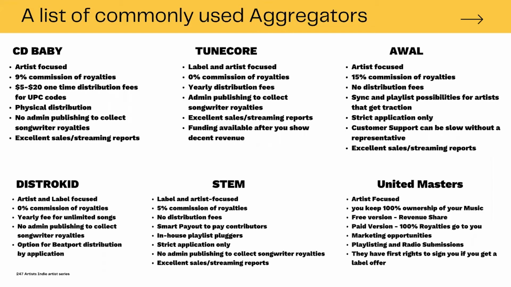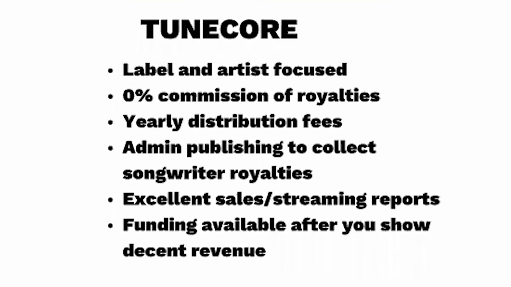All right, perfect. TuneCore is who we used after CD Baby, and they were our primary aggregator at house. They're both label and artist focused. The reason we went from CD Baby to TuneCore was once we got to a point where we had multiple artists we were putting music out for. TuneCore is really good at organizing by artist, by song, by genre on the back end.